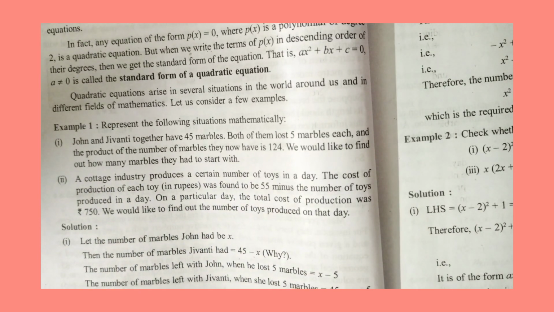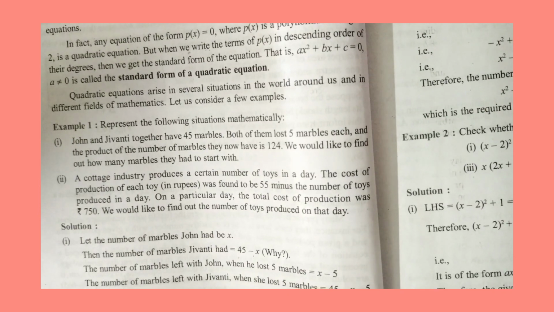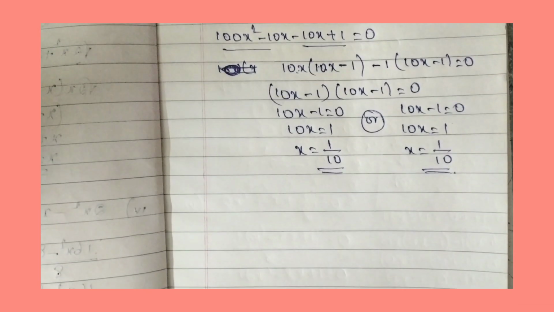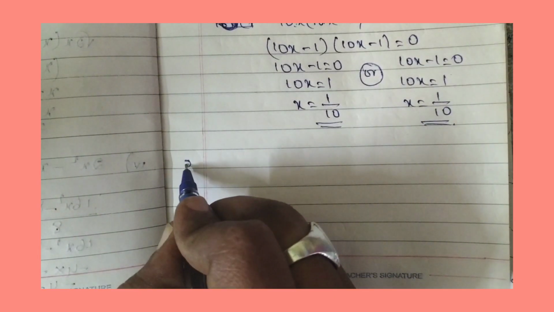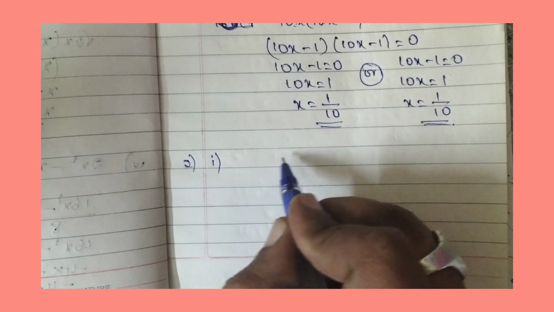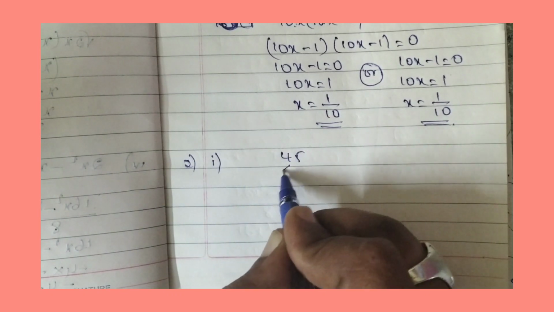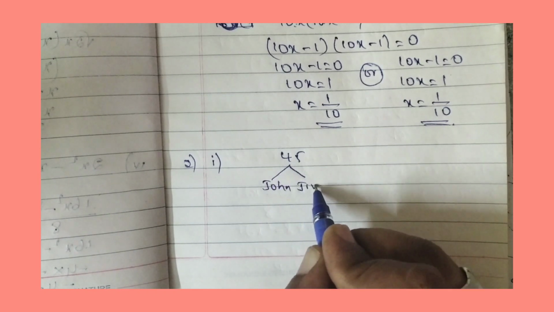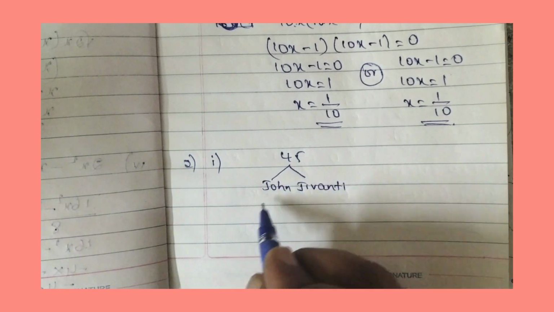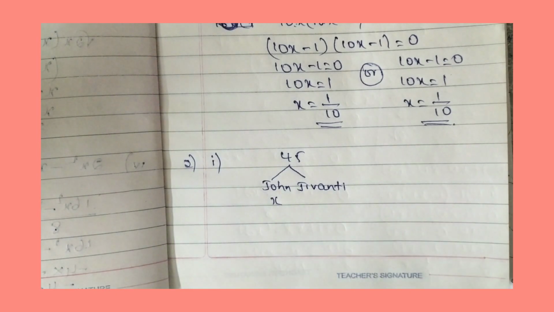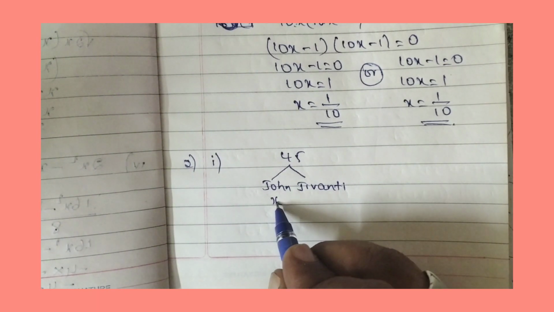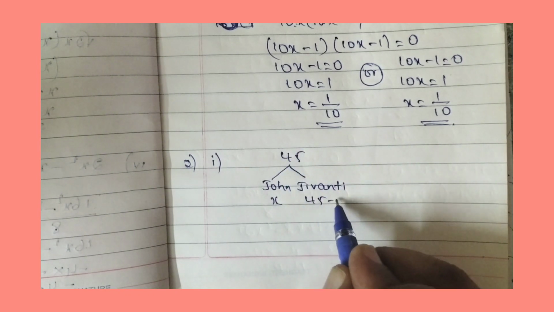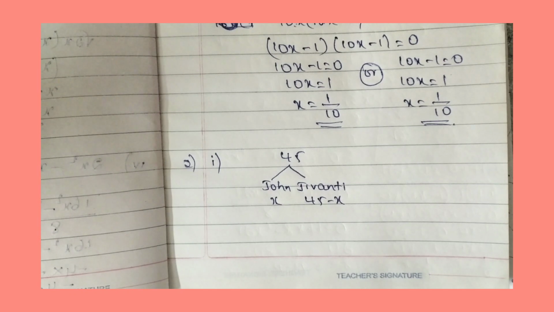So let us find out how many marbles John has and how many Jivanti has. Now let us answer this question. In total there are 45 marbles with John and Jivanti. Suppose John has x marbles out of 45, then Jivanti has 45 − x marbles.